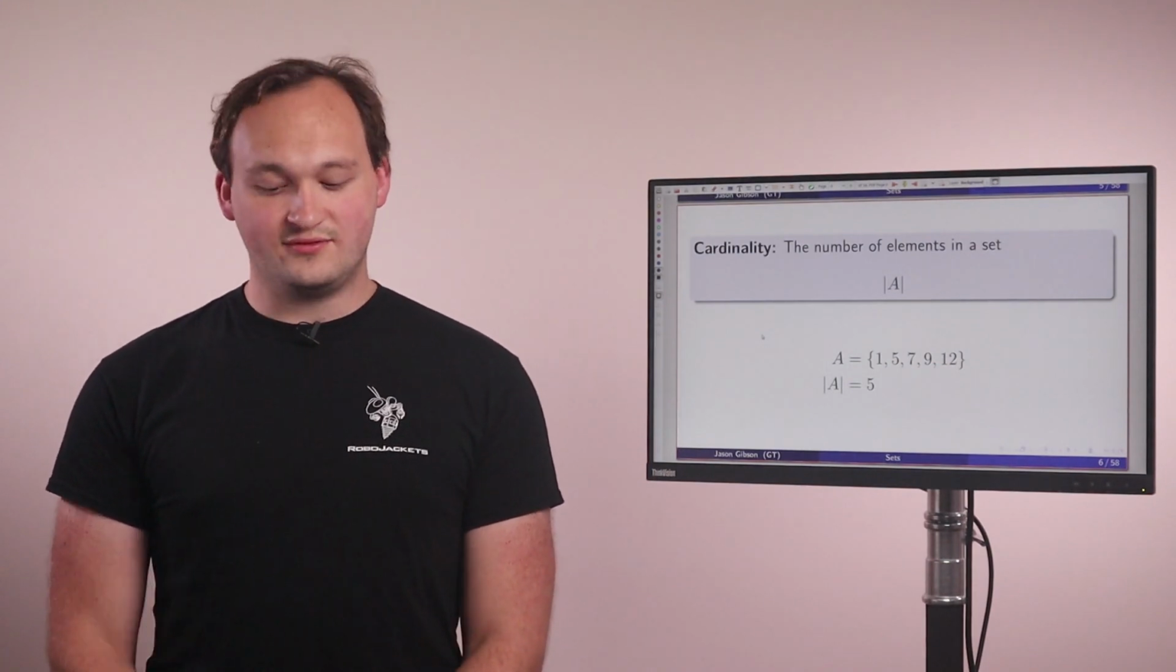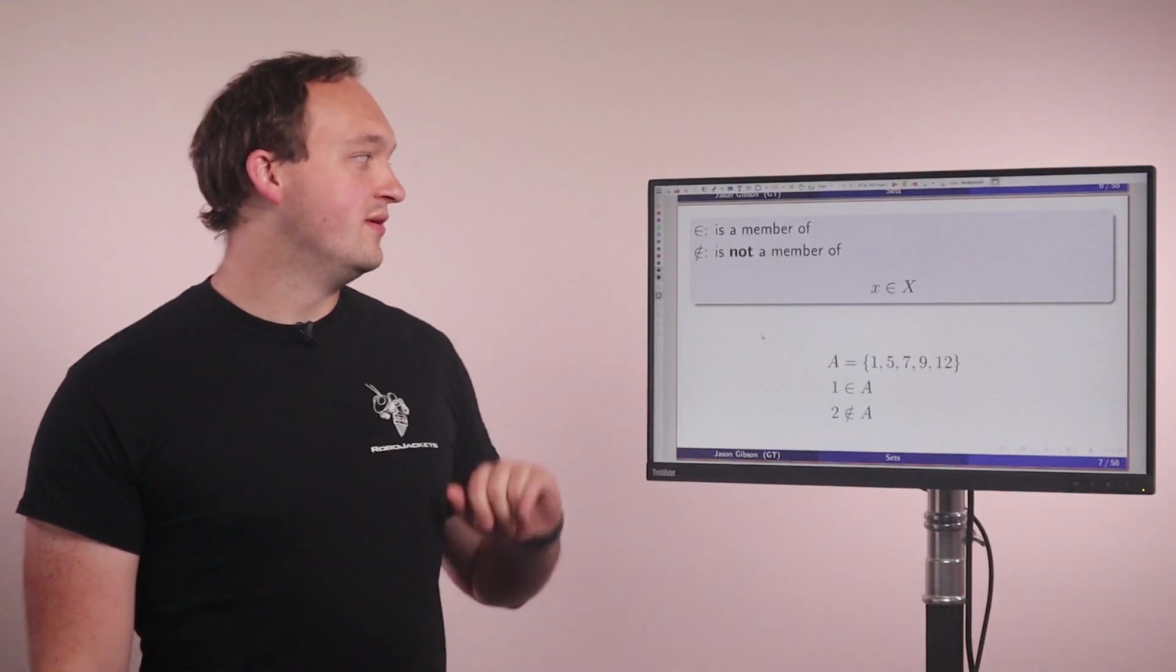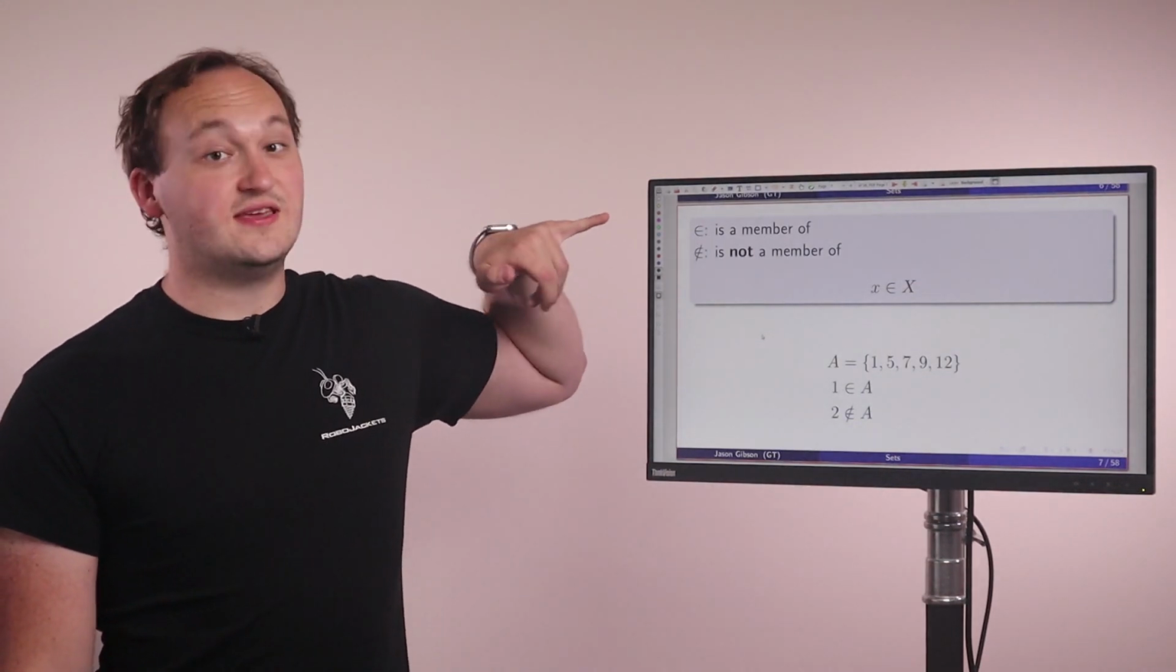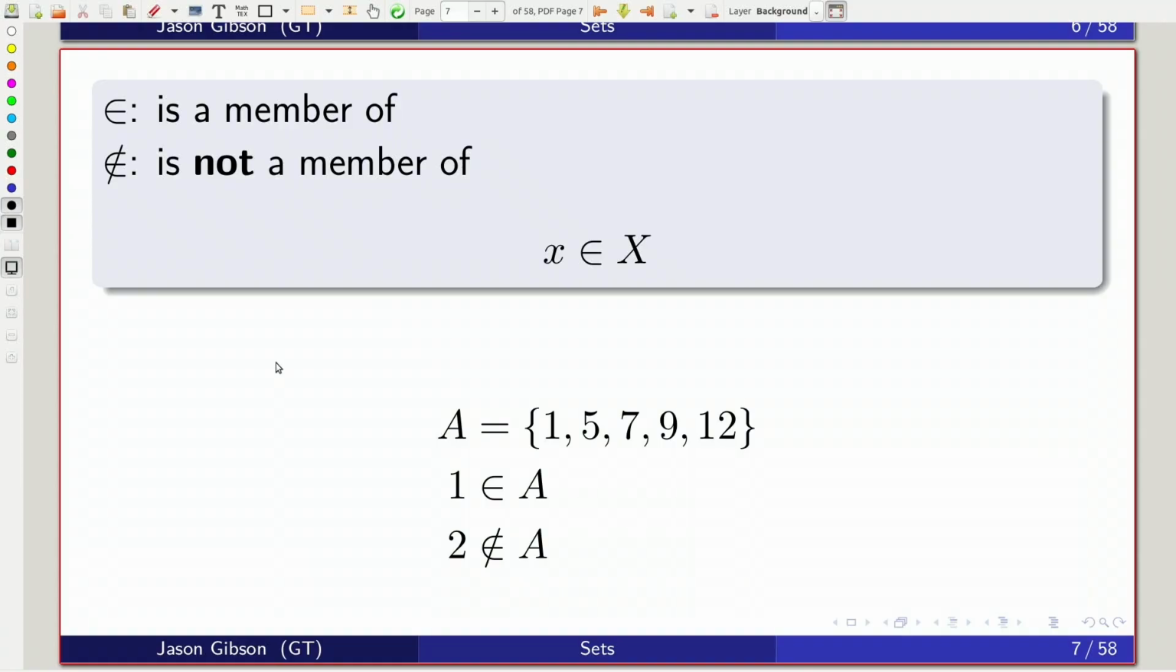Here we have the notation to note whether something is in a set or not in a set. If you see this symbol, it means that it is a member of that set, and if this symbol, it is not a member of that set. So we have x as some member of some set X, and we have our set A here at the bottom, and 1 is a member of A, and 2 is not a member of A.